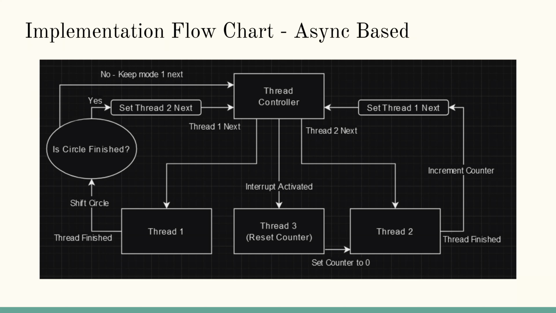As we go through the different threads, if you look at thread one in the bottom left, thread one, once it's called, will shift the line in the second 7-segment display to make it look like a part of the circle has moved. Then it checks if the circle has finished moving, as in the part has moved all the way around to complete one full rotation of the circle.